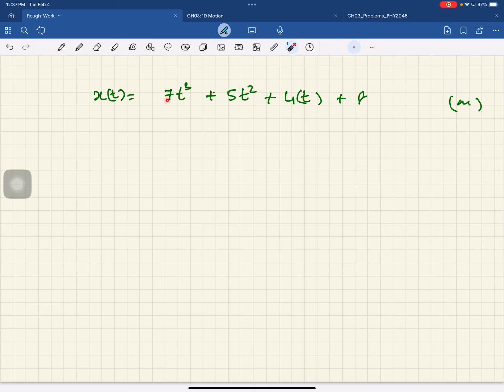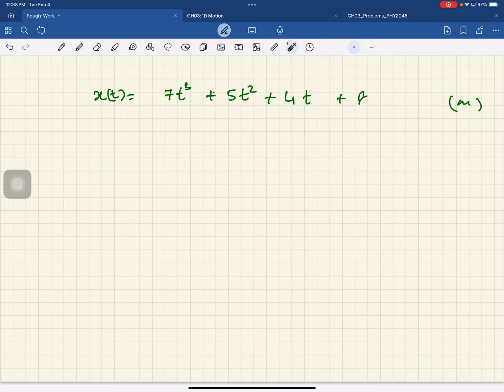So what will the units for this term be? The 7 is 7 meters, this entire thing is meters. So this 7 meters per second cubed has units of meters per second squared. So that has units of acceleration. This has units of meters per second. And so on. And this guy has units of meters.